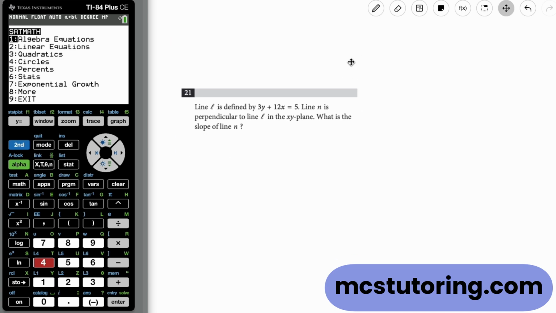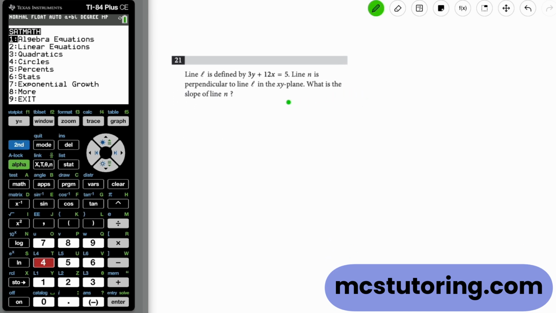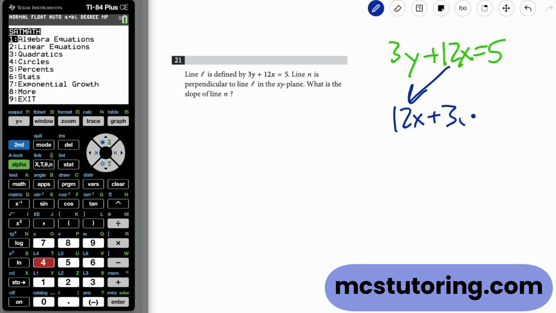Now I think this is the last one of this little subsection. And again, what did they do? They were keeping us on our toes. They changed the standard form. We've got to put x first. So we're going to put 12x plus 3y equals 5. So we'll try to find this perpendicular slope.